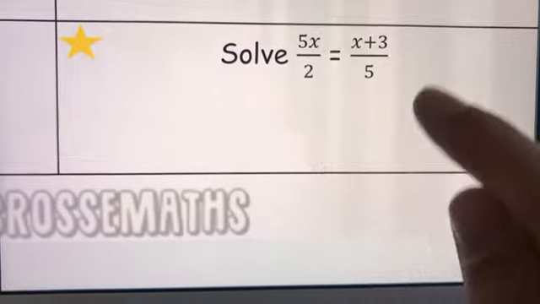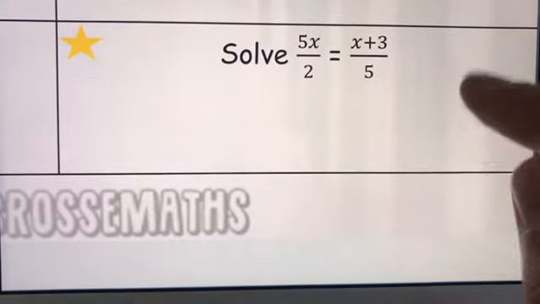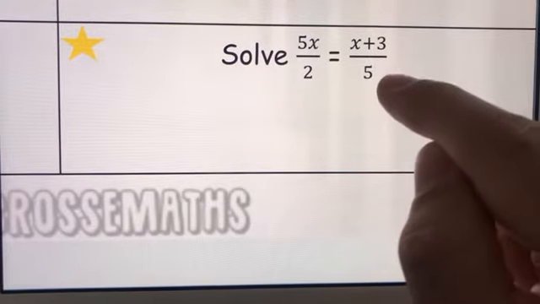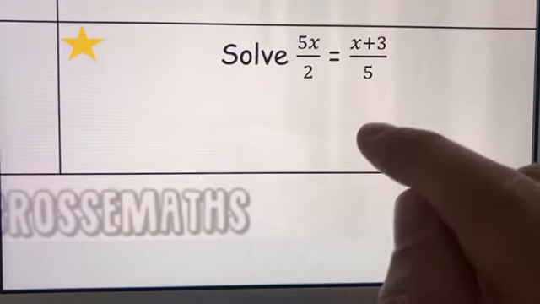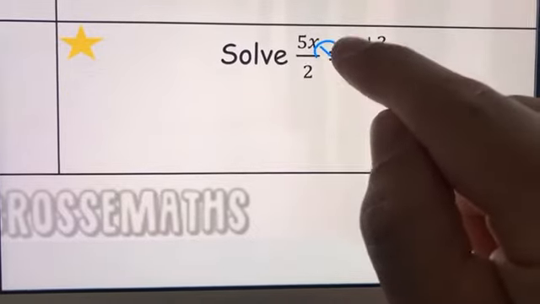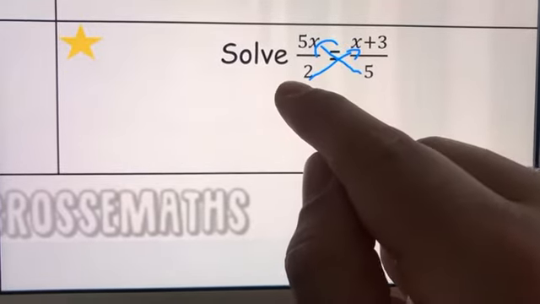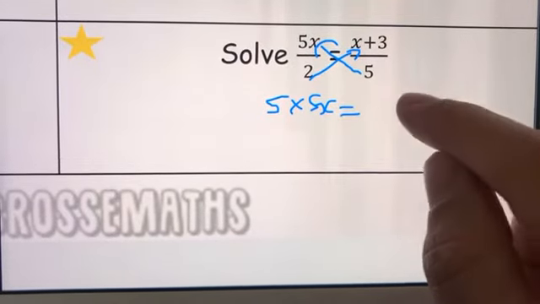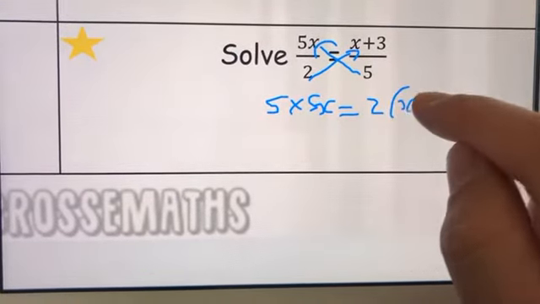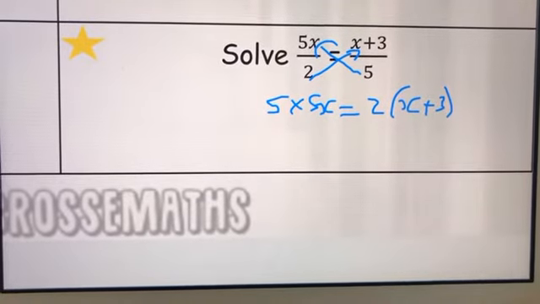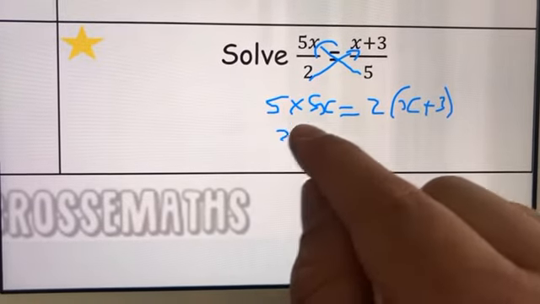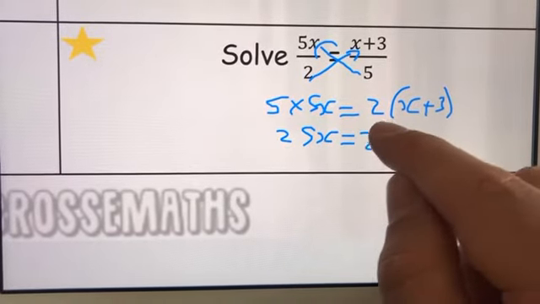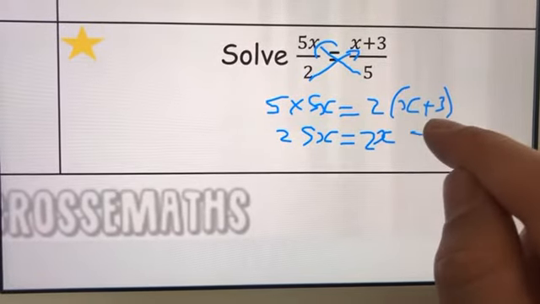Okay, on these ones, if I want to solve this, I've got to cross multiply. So I'm going to times this 2 up by here, and it's going to go next to the x plus 3. And this 5 is going to go up by there, next to the 5x. So I'm going to times that by there, and I'm going to times that by there. So I end up with 5 times 5x, all equal to 2x plus 3. Once you then have 5 times 5x is 25x. 2 times x is 2x. 2 times 3 is 6.